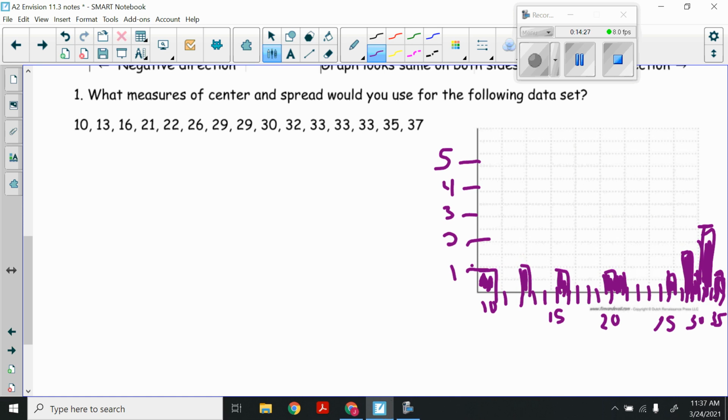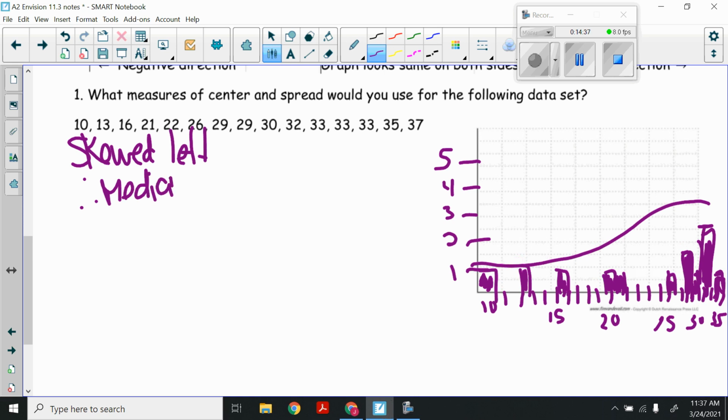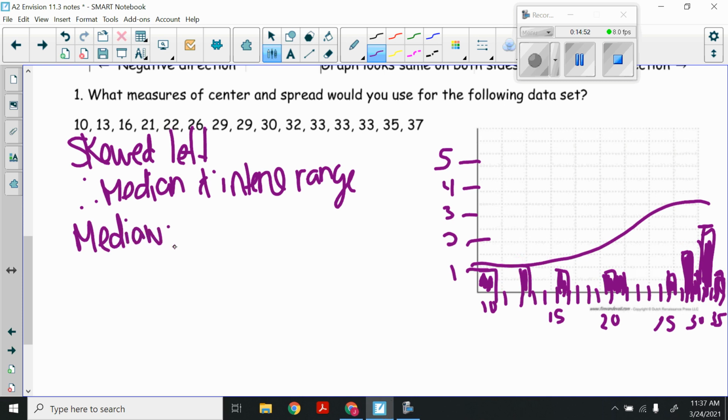So I notice, like if I were to draw this, this is skewed left. Therefore, my median and interquartile range are going to be the best measures of center and spread. Okay, so let's go ahead and find our median, and that's the number in the middle. When we work that out, we find that our number in the middle is 29.